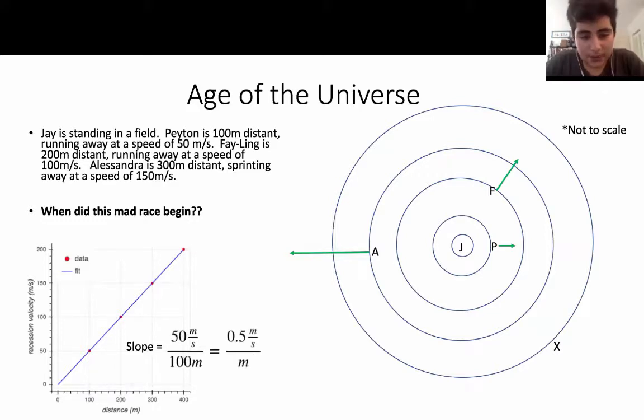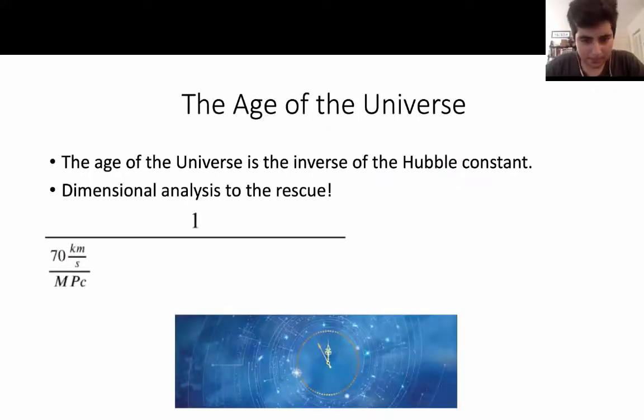So you can kind of infer that if you take the slope of a recessive velocity as a function of distance graph, and then take the inverse of that, you can get the time where the actual race started, or when the Big Bang happened, the age of the universe essentially. So we know Hubble's constant, 70 kilometers per second per megaparsec. Let's find the age of the universe.